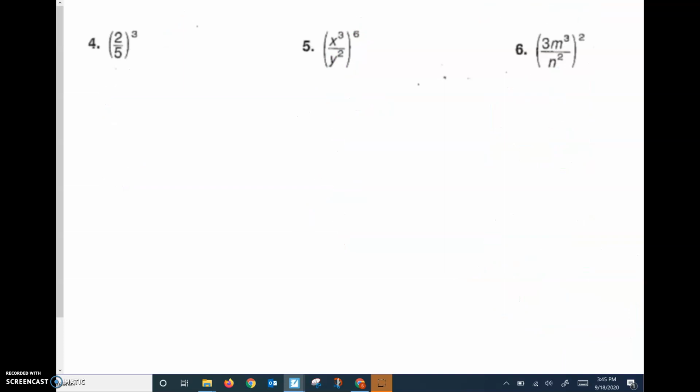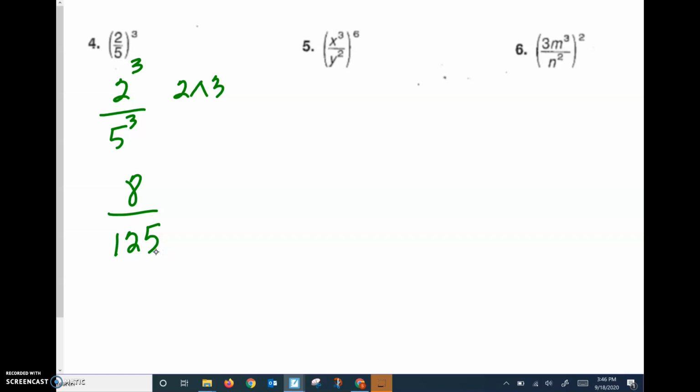All right, number 4, we have to bring that 3 in. So we have to bring it into the top, and you have to also bring it into the bottom. So if you need to, use your calculator, and 2 times 2 times 2, or remember we have that 2 caret 3 button. So we have 2 times 2 times 2 is 8, and 5 times 5 times 5 is 125. So we have 8 over 125.